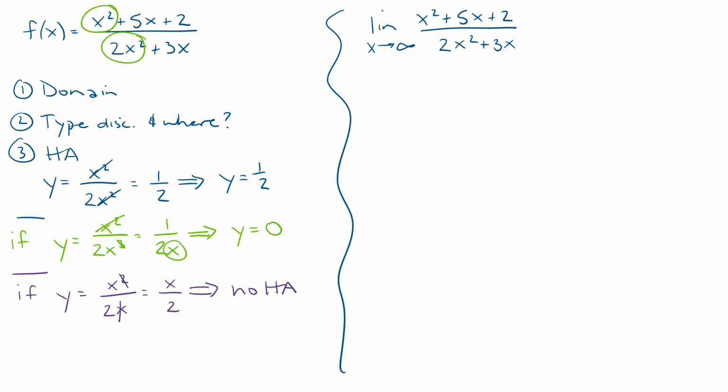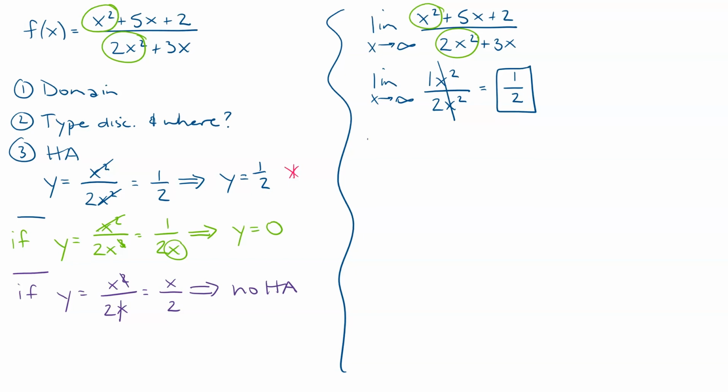I use the exact same logic for finding a horizontal asymptote. We're going to keep the highest power on top and the highest power on bottom. That gives us the limit as x goes to infinity of x squared over 2x squared. Then we can reduce our fraction. That leaves us with a 1/2 left, and the limit of a constant is just the constant. Our answer is 1/2, which makes total sense considering that there's a horizontal asymptote in the function, and we're going to be getting closer and closer to that value as we go forever to the right and forever to the left.